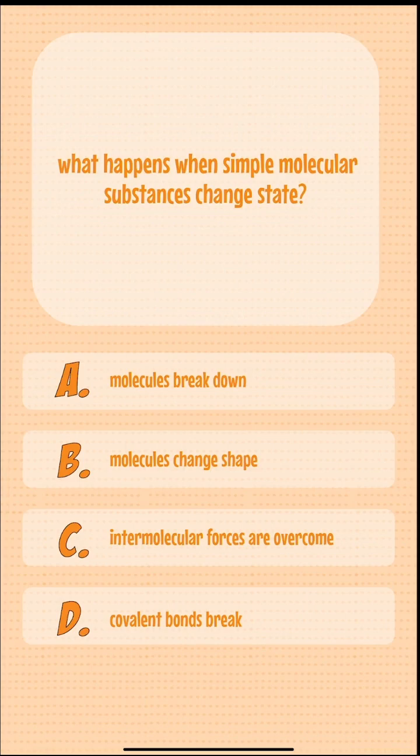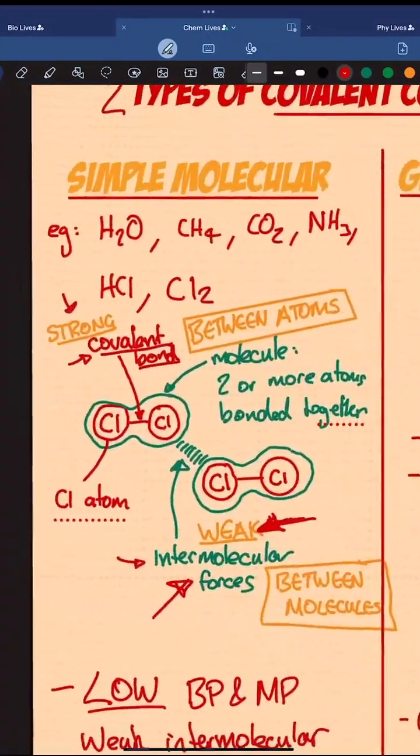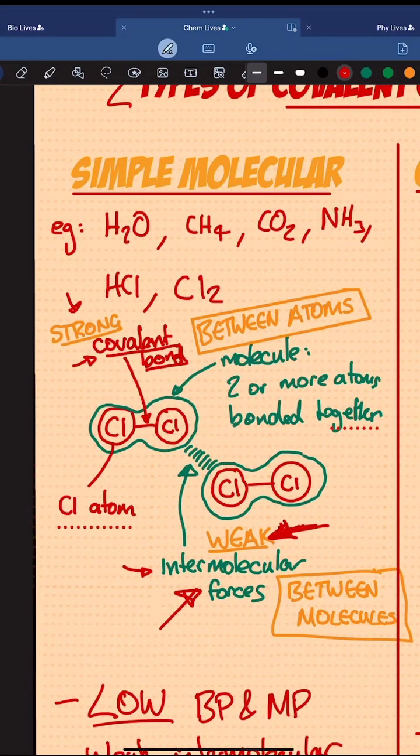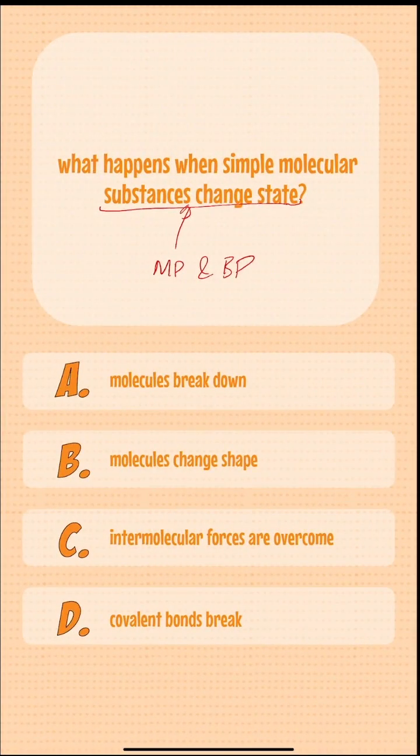Let me know what you think the answer is. What happens when a simple molecular substance changes state? So that means when it's melted or boiled. Melting point and boiling point, what did we talk about? Simple molecular. So remember, this is the one with the two different bonds, this thing here. Which ones are broken? We said they had low boiling points because it's the intermolecular forces that are broken. So the intermolecular forces are overcome. The final answer is C.